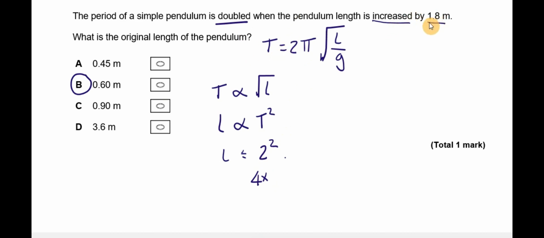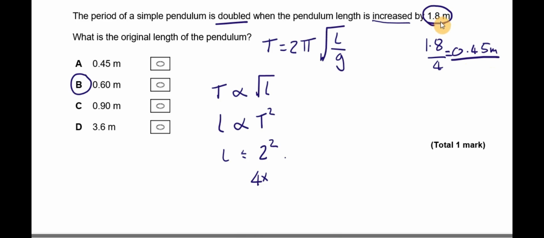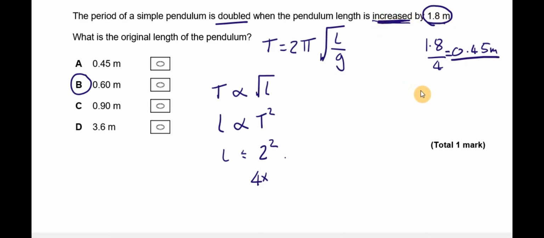Now it's very tempting just to divide 1.8 by 4 at this point and get the answer of 0.45 meters. But that's not correct because it doesn't say the new length of the pendulum is 1.8 meters. It says the length is increased by 1.8 meters.